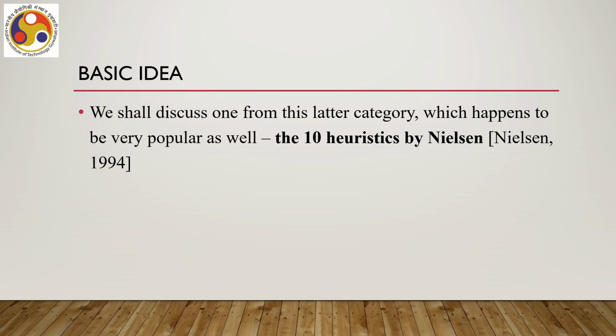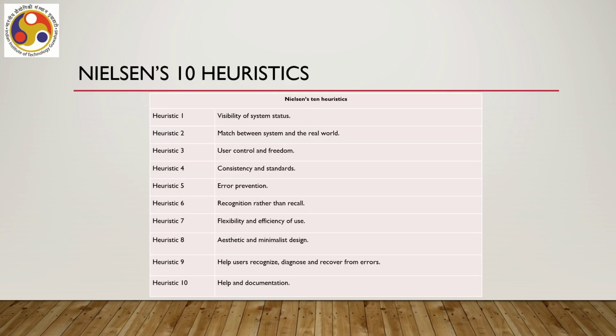So, one such general set of heuristics is Nielsen's 10 heuristics. It is quite popular and was proposed way back in 1994, primarily related to GUIs. However, they are equally applicable to most interactive systems. So, what are those 10 heuristics?